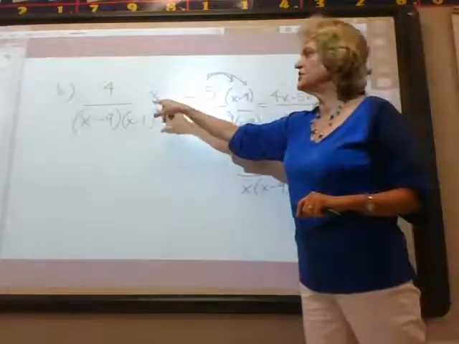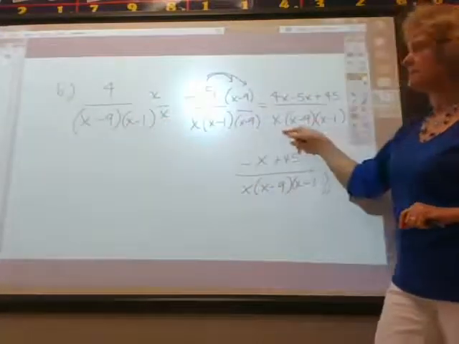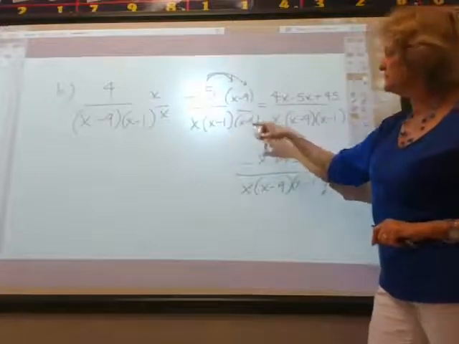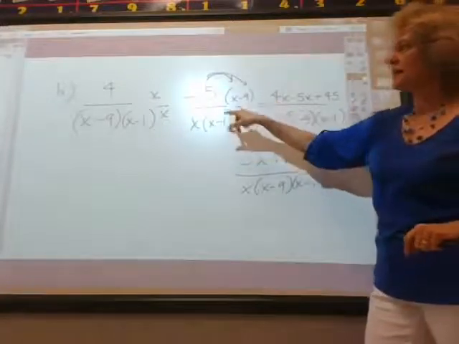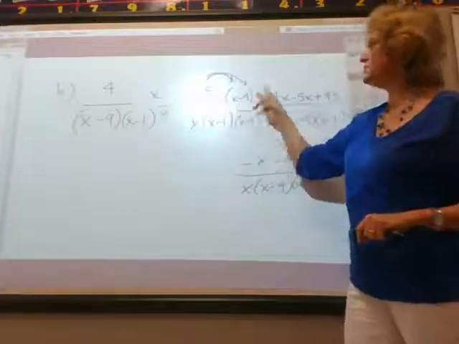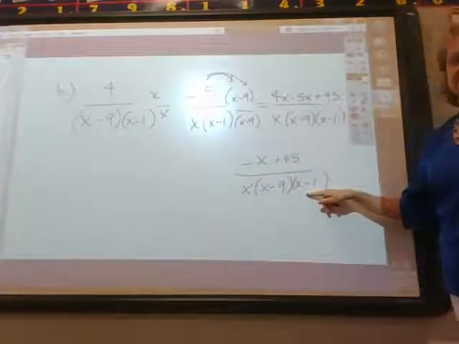So this first expression was missing x out of the LCM. The second expression was missing the x minus 9. I multiplied, distributed, and collected like terms.